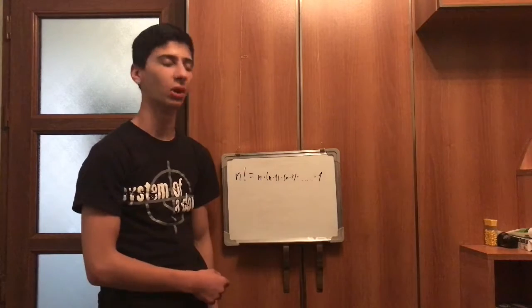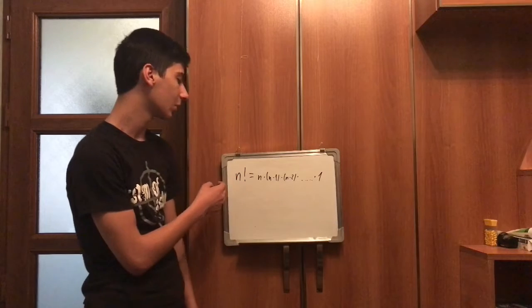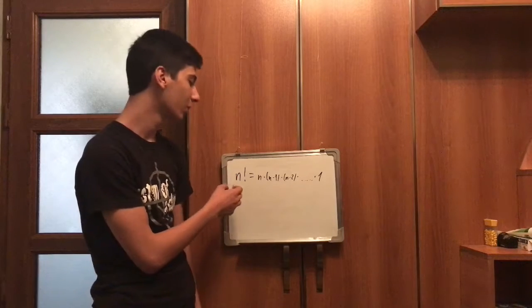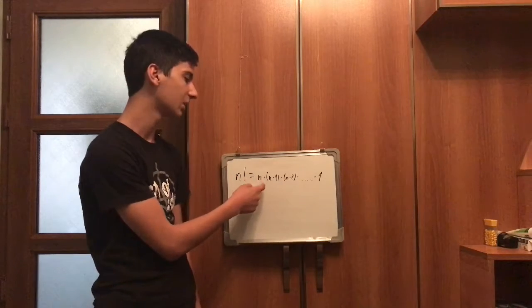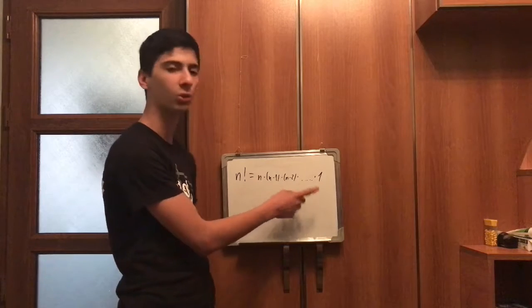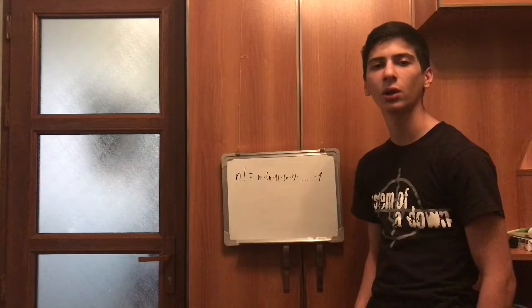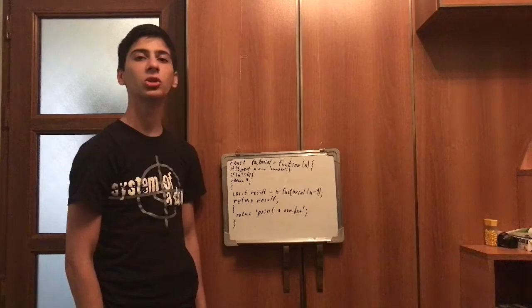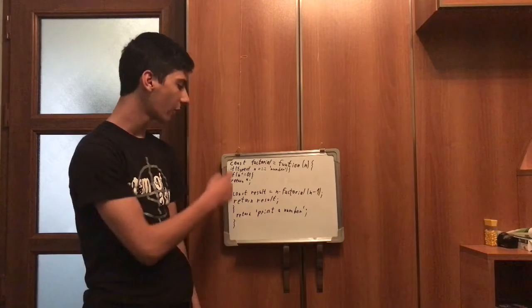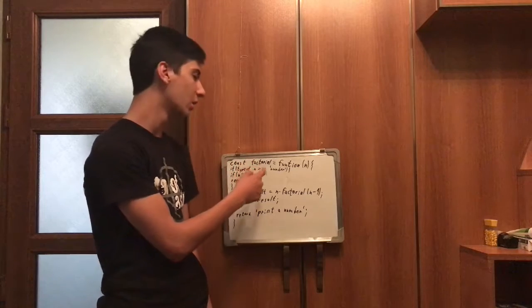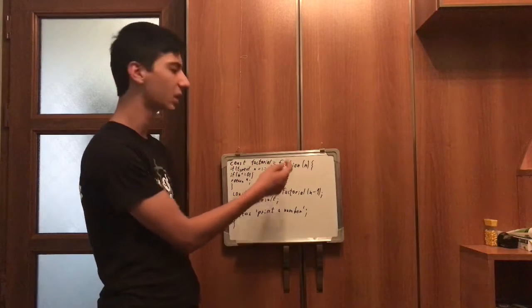I think you all know what factorial is. It's when you say n factorial, you will get n times n minus 1 times n minus 2 and so on until 1. So let's write a function which will return the factorial of your input. So here is our code. We have a const factorial. It is a function with an input n.